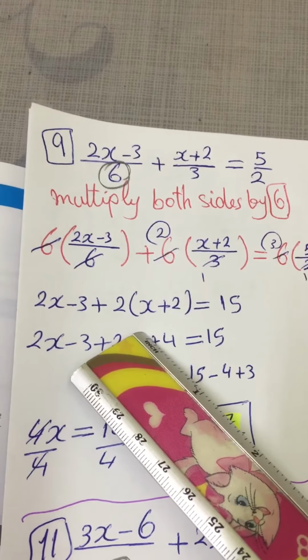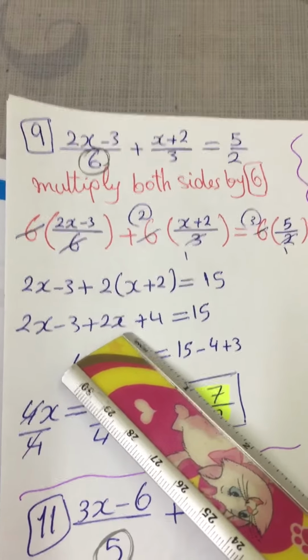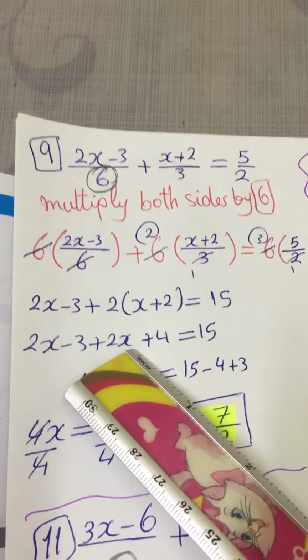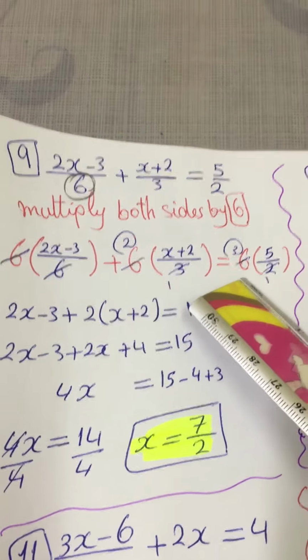Because as I said, the number I multiply by the fraction must be multiplied by the numerator only. Now multiply the other side, 6 times 5 over 2. 6 divided by 2 equal 3. By this way, I clear all the denominators. Now I have on the right side 3 times 5 equal 15.